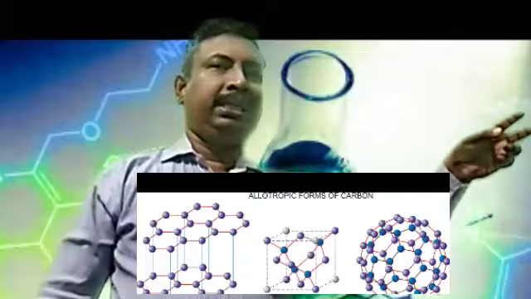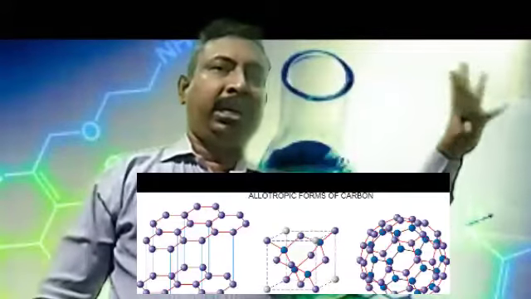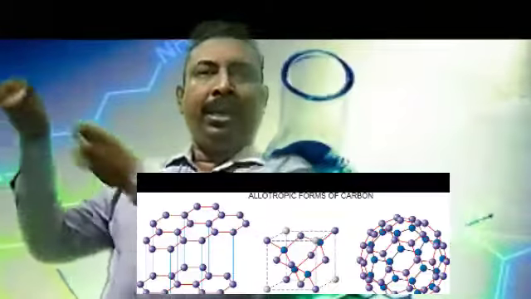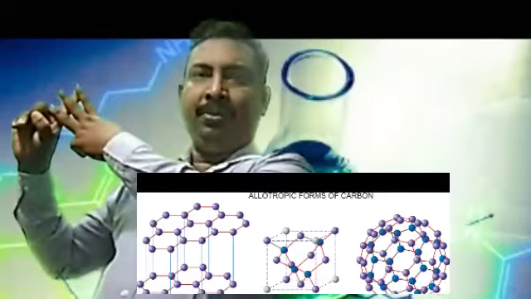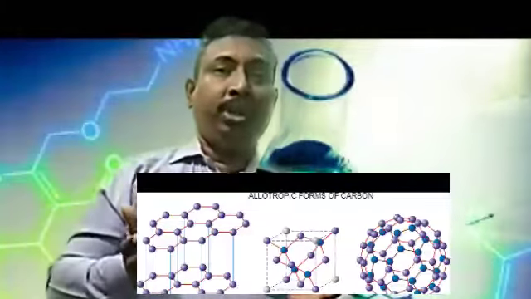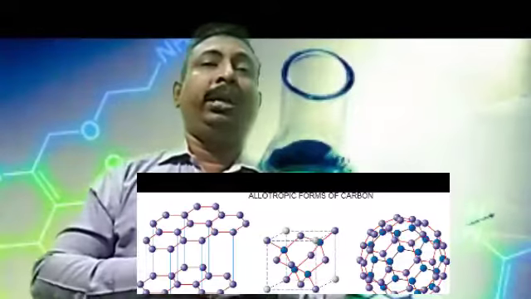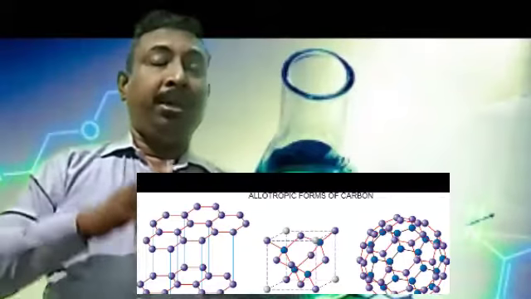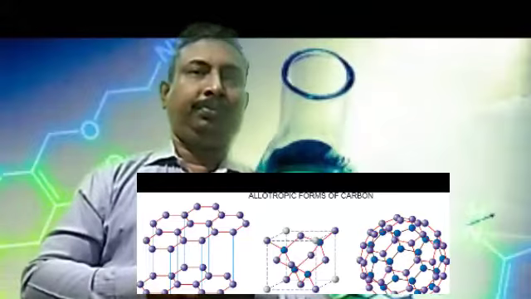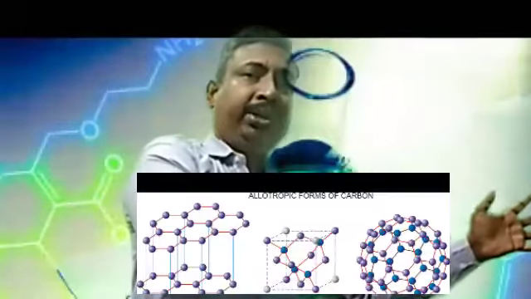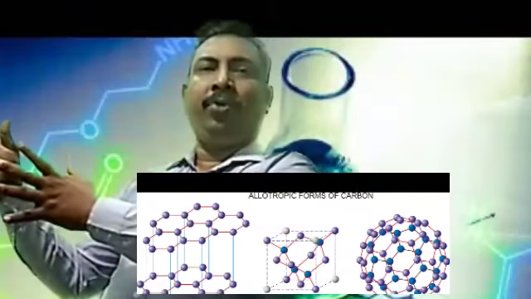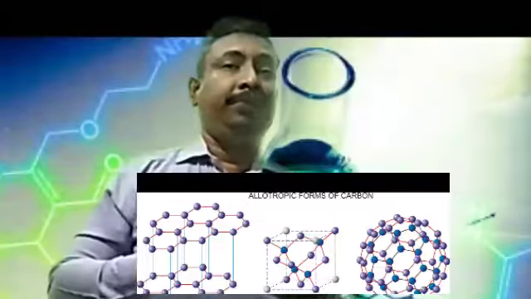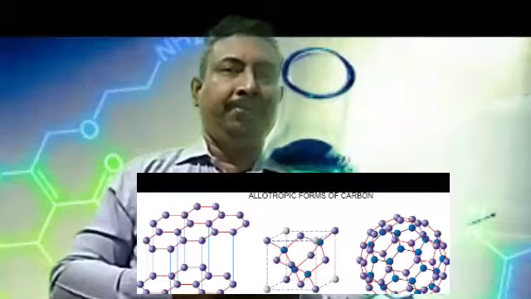In diamond, each carbon is combined with four carbons. In graphite, each carbon is combined with three carbons. In Buckminster fullerene, you can see 12 pentagon and 20 hexagon rings between the carbon atoms. Diamond is a bad conductor of heat and electricity, and graphite is a good conductor of electricity. Buckminster fullerene molecules are used in medicine.